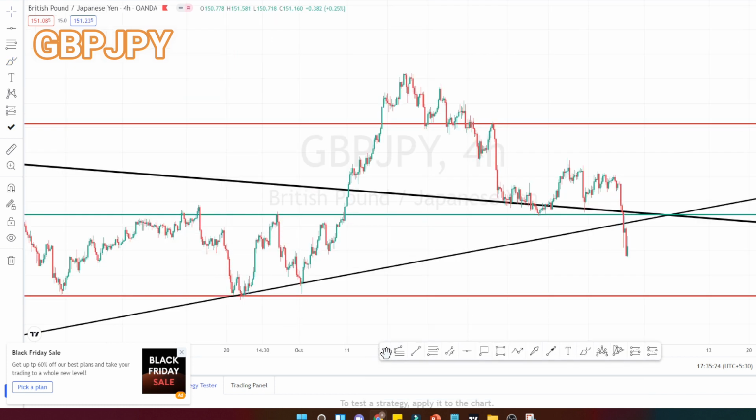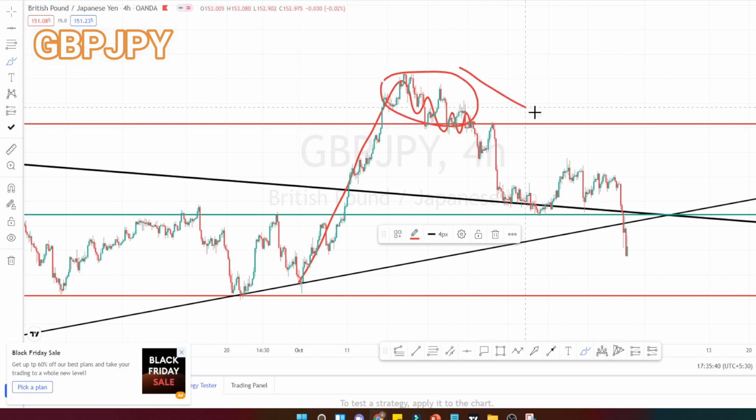Let us do the analysis in 4 hours time frame. I am in 4 hours time frame now. As explained in the weekly time frame, it has gone up and momentarily tested this resistance level. It couldn't hold this bullishness over here, and currently market is in a downtrend.